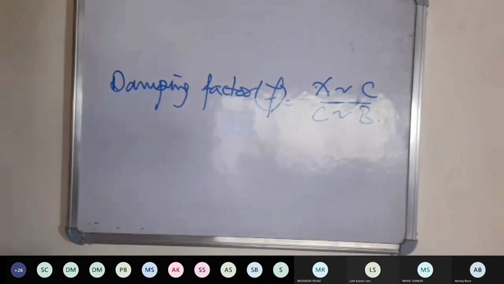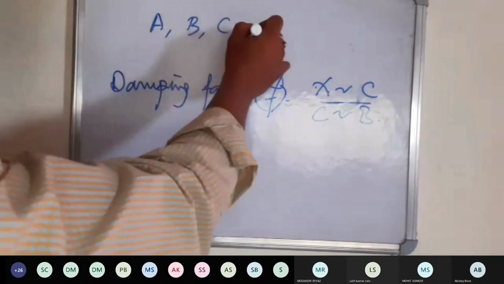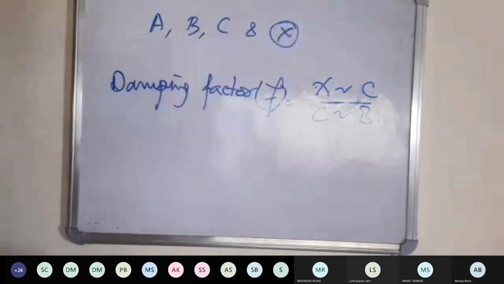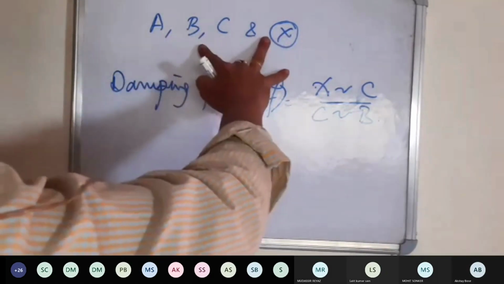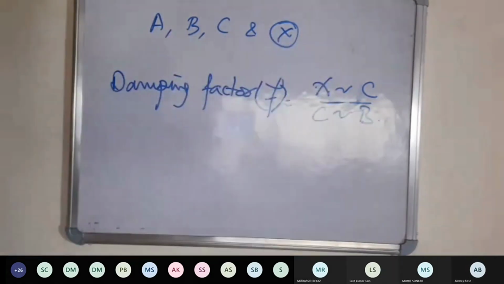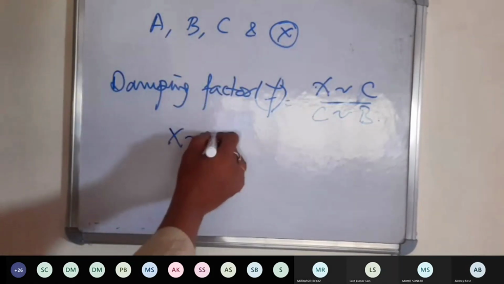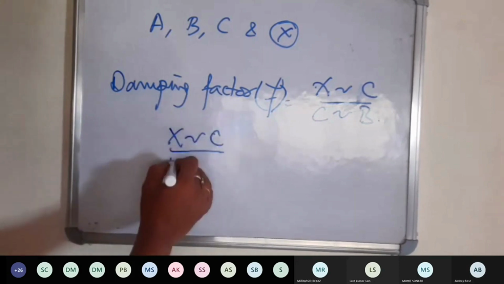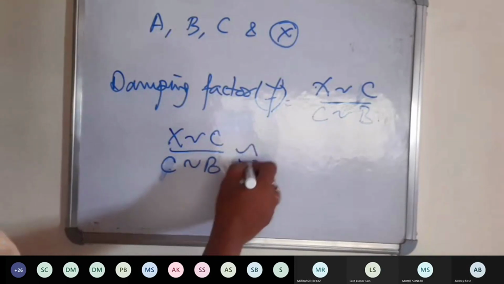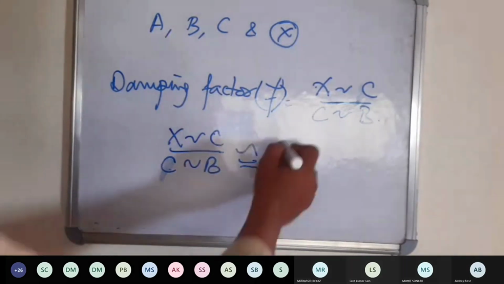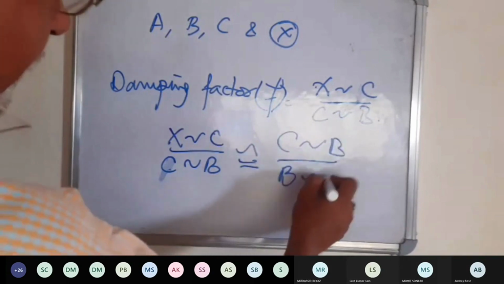So like we were saying, we have got readings A, B, C and X. X is the settling point. So इन तीनों के बीच का रेशियो और इन तीनों के बीच का रेशियो will be almost equal. What we are trying to say is that X to C by C to B is going to be approximately equal to C to B by B to A.